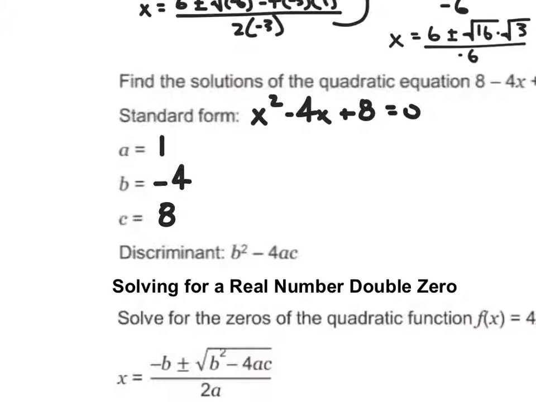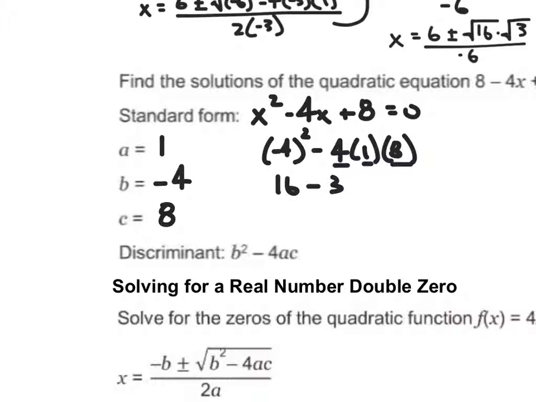Let's find the discriminant real quick, b squared minus 4ac, just to see what kind of solutions we have. Let's write this out as negative 4 squared minus 4 times 1 times 8. Negative 4 squared is 16, minus 4 times 1 is 4, times 8 is 32. That's going to become a minus 32. So 16 minus 32 gives us negative 16.